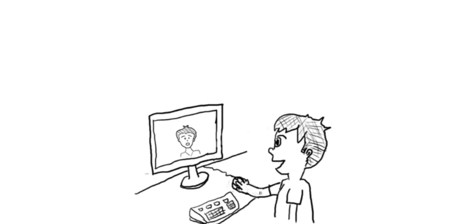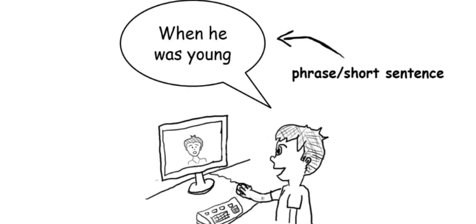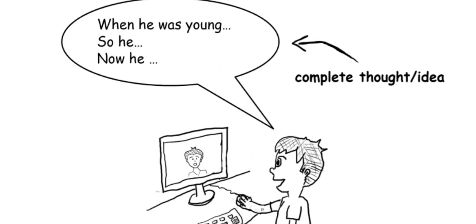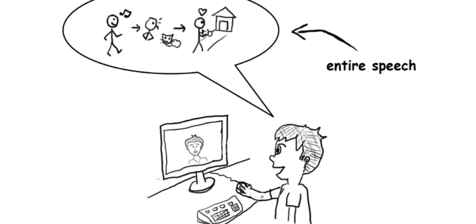But that's just one way to do it. There's other ways too. For example, instead of imitating small portions of speech like phrases and short sentences, you can imitate larger portions of speech. So, in this case, you wait until the speaker completes a thought or an idea. Pause and try to express that idea yourself. Another approach is to simply listen to the whole speech and then try to deliver that entire speech yourself.